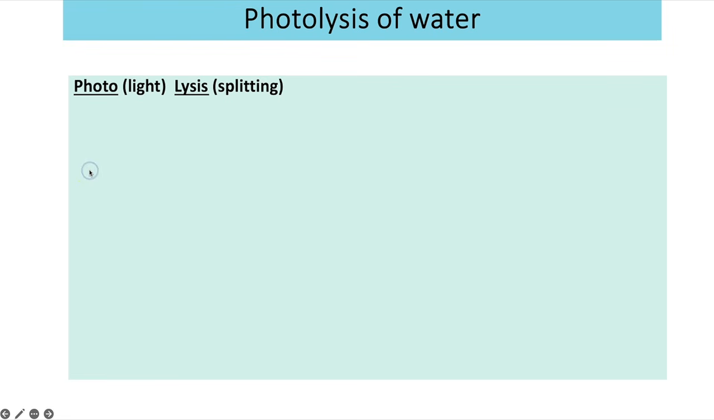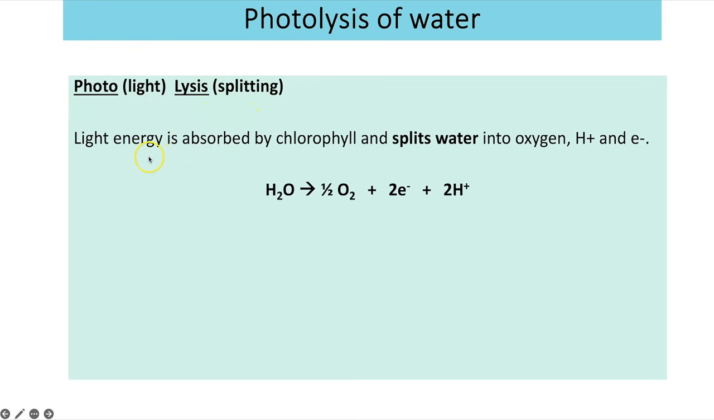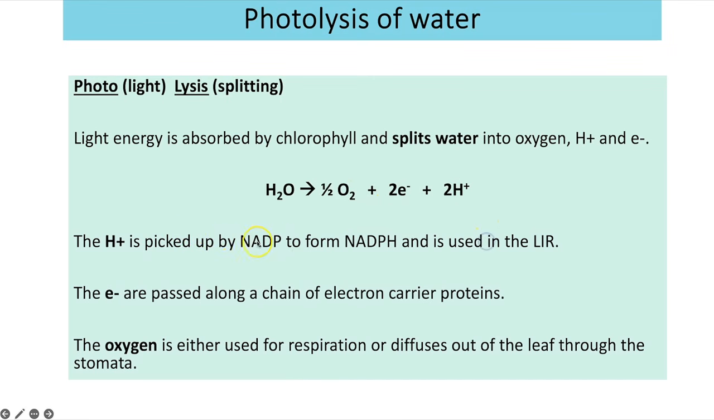So the other stages then. This is all happening simultaneously. Photolysis, photo means light, lysis means splitting. So this is the stage where the light energy is absorbed by the chlorophyll, and that energy splits water into oxygen, electrons, and protons. The protons, the H+, are picked up by the NADP to form reduced NADPH. The electrons are going to be passing along the electron carrier proteins and the electron transport chain. The oxygen isn't used in photosynthesis, so it might be used in respiration, or it will just diffuse out of the stomata and leaf.